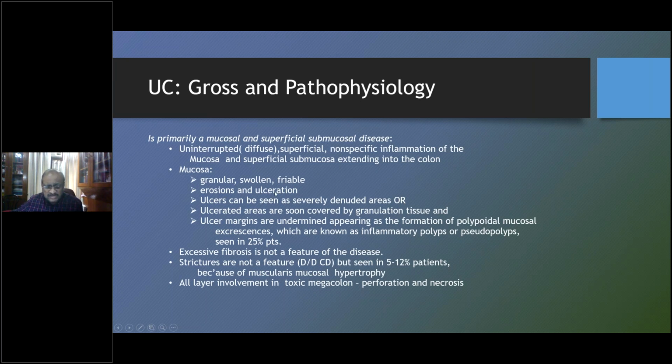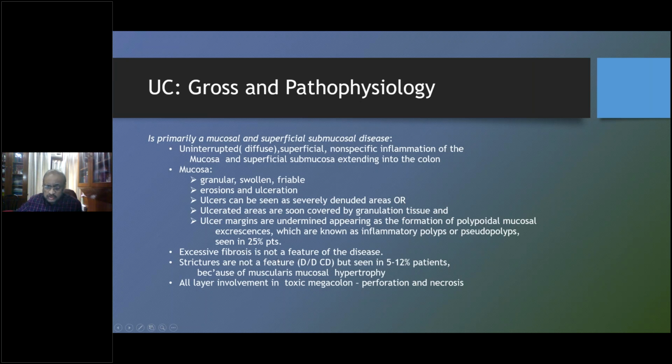The ulceration may be such that the whole of the epithelium has been ripped off, looking like a severely denuded area. So the whole of the ulcer is denuded of any epithelium. All the ulcerated areas, with passage of time, become covered with granulation tissue. So initial denuded area, later granulation tissue formation. And the ulcer margins become undermined, and they appear as polypoidal mucosal excrescences, which are known as inflammatory polyps or pseudopolyps, right? So the excrescences which are found appear in the form of pseudopolyps.